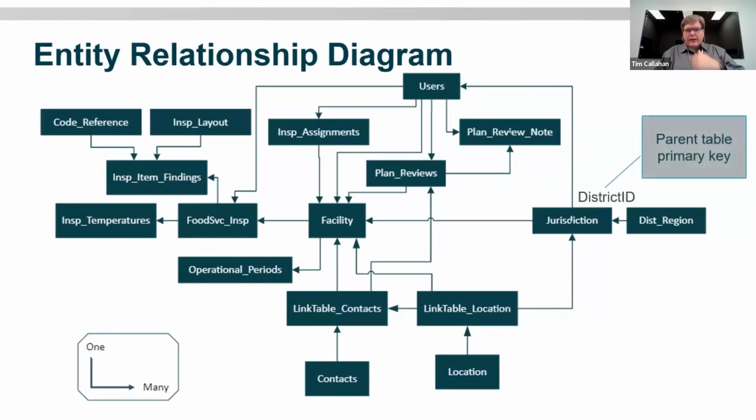So you might have a parent key table, such as a jurisdiction or a district. In this case, I'm calling it district ID. That's just an identification record. It's a common code, a unique identifier saying this is this jurisdiction.